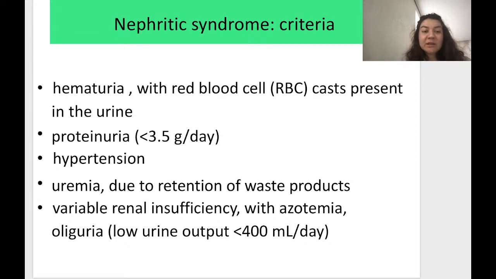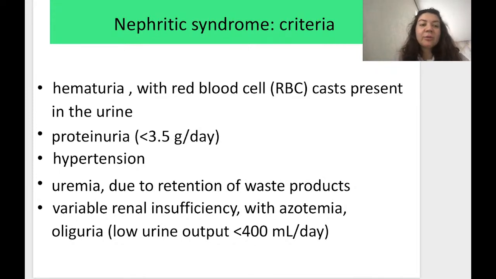Criteria of nephritic syndrome. First, and here it is really in first place, it is hematuria. Here it will be less intensive proteinuria, but hematuria is always present. It usually goes with red blood cell casts present in the urine. Proteinuria is present too, but it is usually less than 3.5 grams per day. If nephrotic, more than 3.5, nephritic, less than 3.5 grams per day.